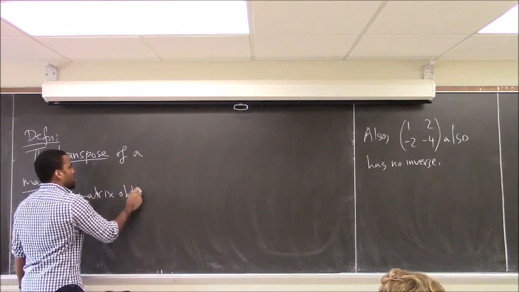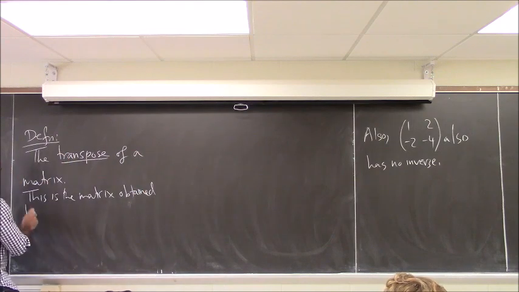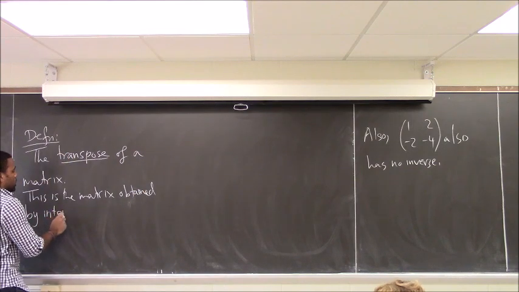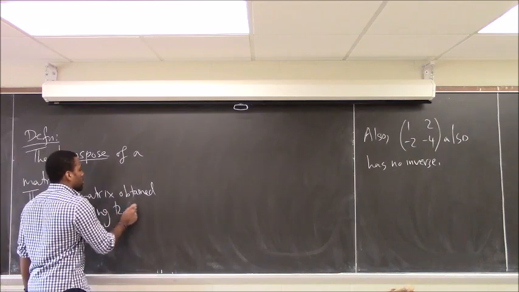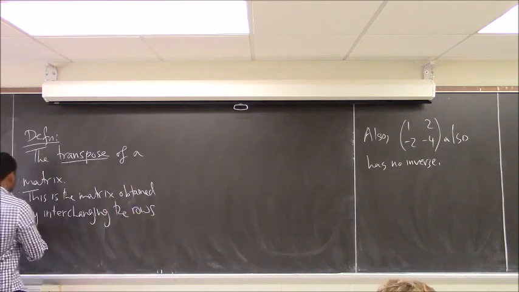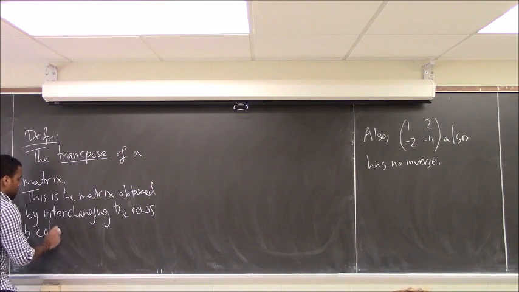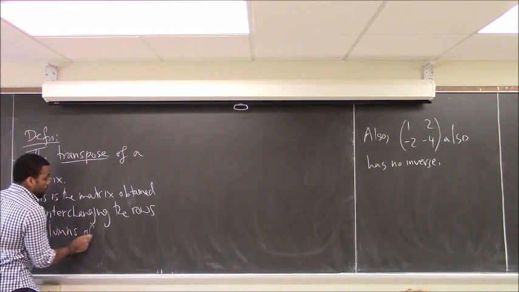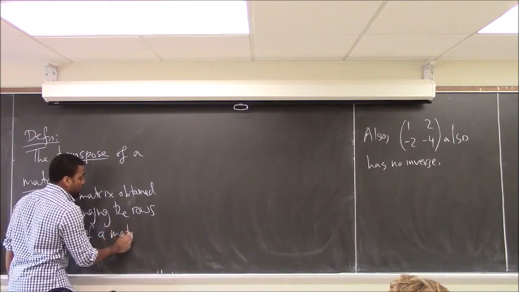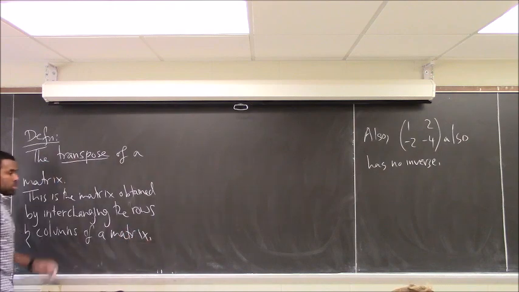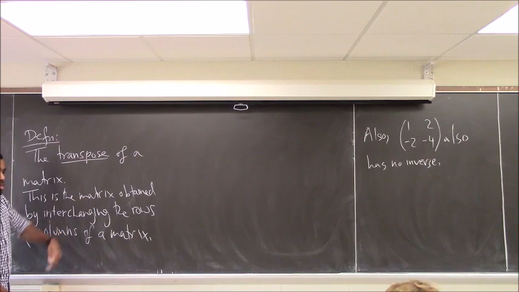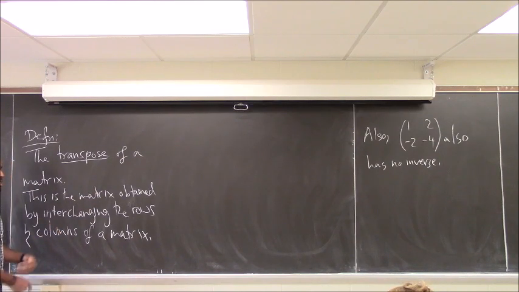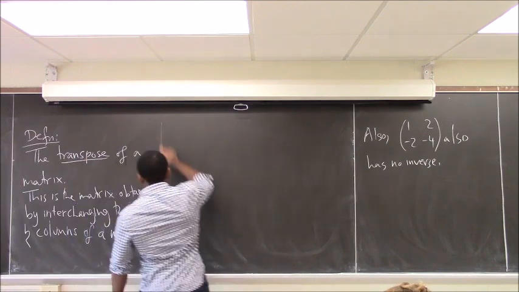This is the matrix obtained by interchanging the rows and columns of a matrix. So you have a matrix, turn the first row into the first column, turn the second row into the second column, turn the third row into the third column, etc. You do this process, you'll create some other matrix. This is called the transpose of the previous matrix.